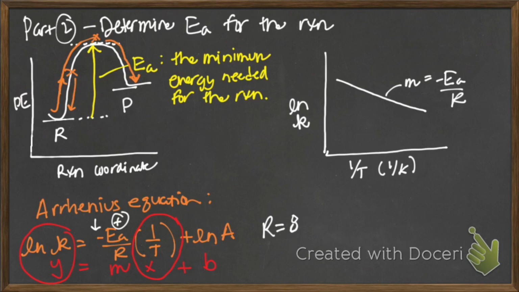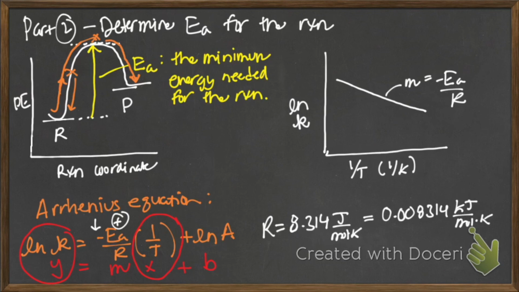So R, of course, is 8.314 joules per mole Kelvin, or 0.008314 kilojoules per mole Kelvin, because you'll want to figure out the activation energy in kilojoules per mole once you graph your data. So you'll either use Google Sheets or Microsoft Excel to get your graph. Make sure you title the axes and give your graph a descriptive title. Now you are ready to go and look at the procedure video and get the data.